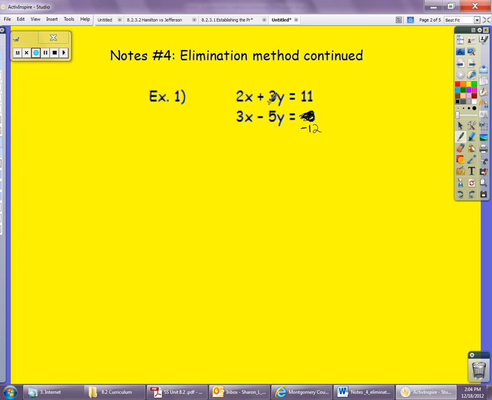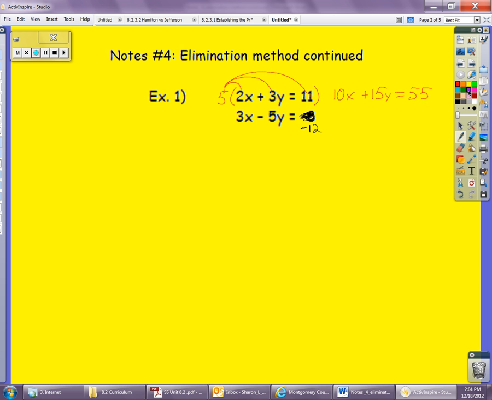Well, looking at 3 and 5, I know that they have a common factor of 15. So I'm going to multiply the first one by 5, because 5 times 3 will give me 15. But I can't just multiply the 3y, I have to multiply everything. So we get 5 times 2x is 10x. And 5 times 3y will give me that positive 15y, which is what I'm looking for, so I can eliminate my y's. And then 5 times 11 will give us 55.